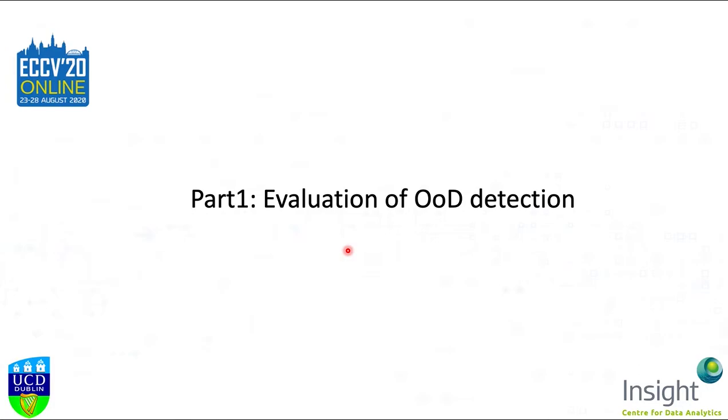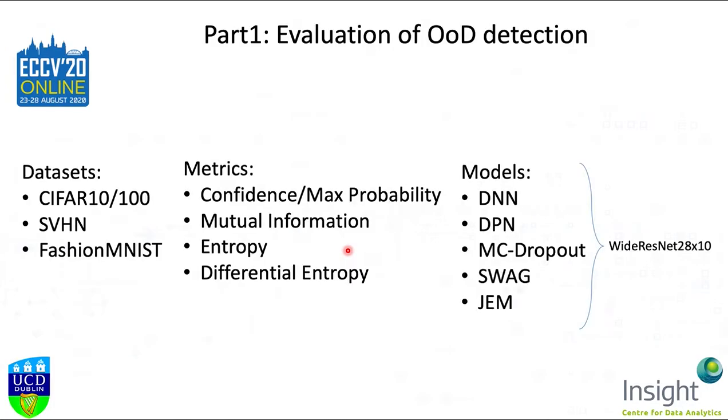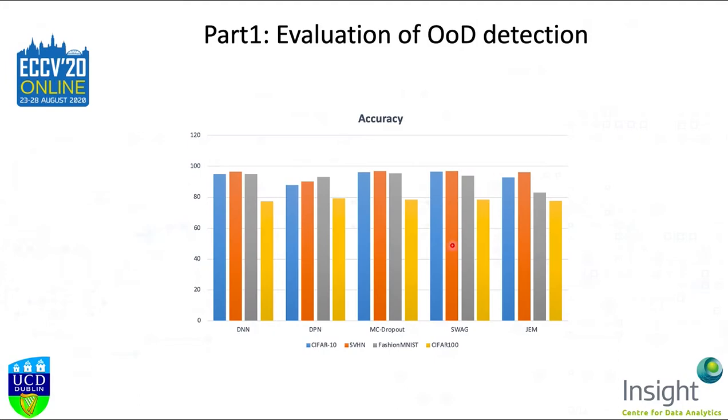So the first part: evaluating the out-of-distribution detection. For the first part, we use the following datasets to train our models, the metrics with which we evaluated the models, and the underlying models. For all the models, we use the same architecture in order to avoid discrepancies. Here we present the accuracy of each model across the different datasets. As you can see, there is not much discrepancy between different models and datasets with regard to accuracy.